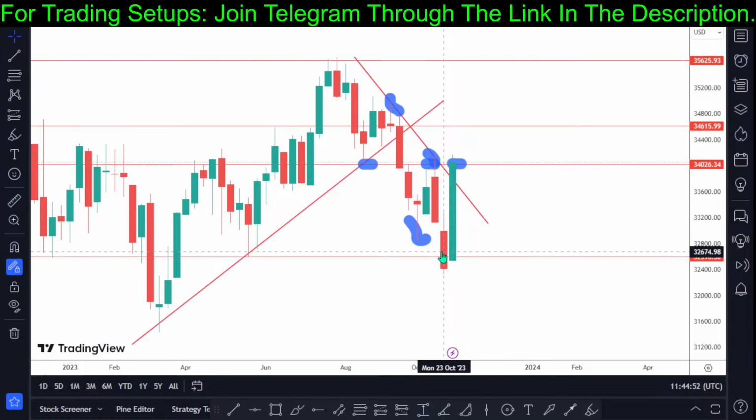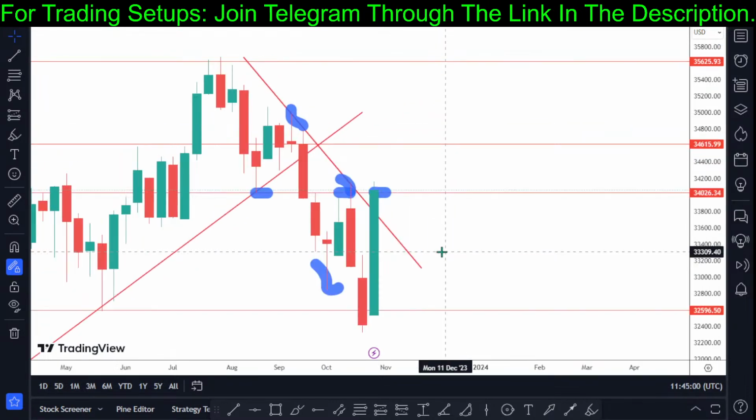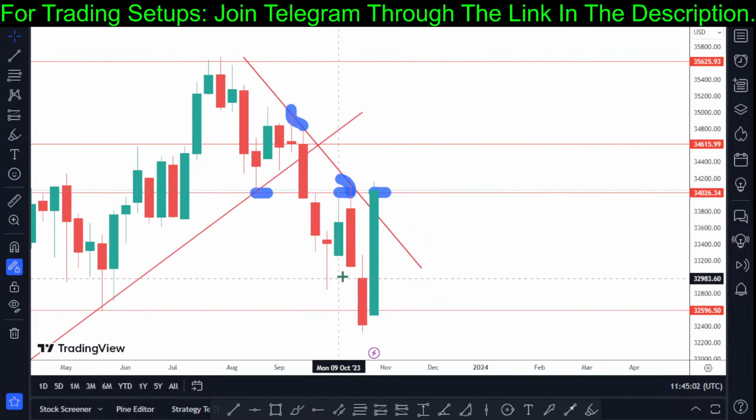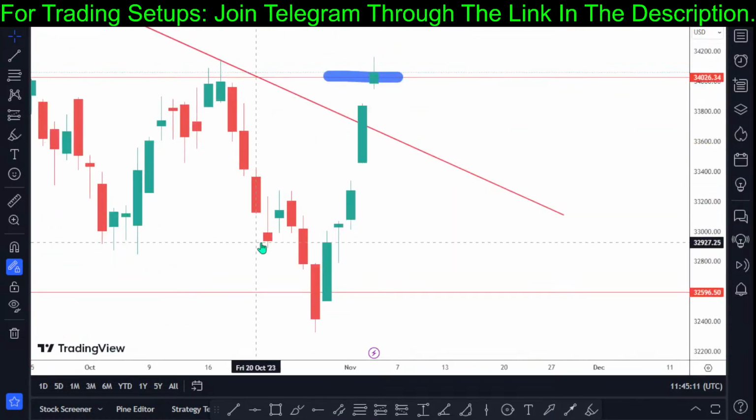So let's wait for the US session. If you are trying to chart US 30, please check your weekly chart, because what we have on the weekly chart right here is a strong technical bullish signal. So check that before you make your decision.